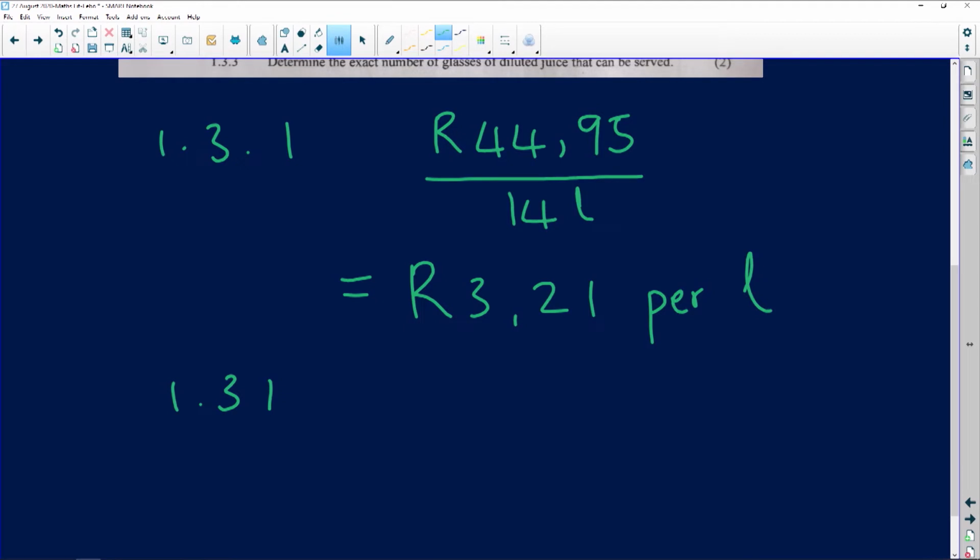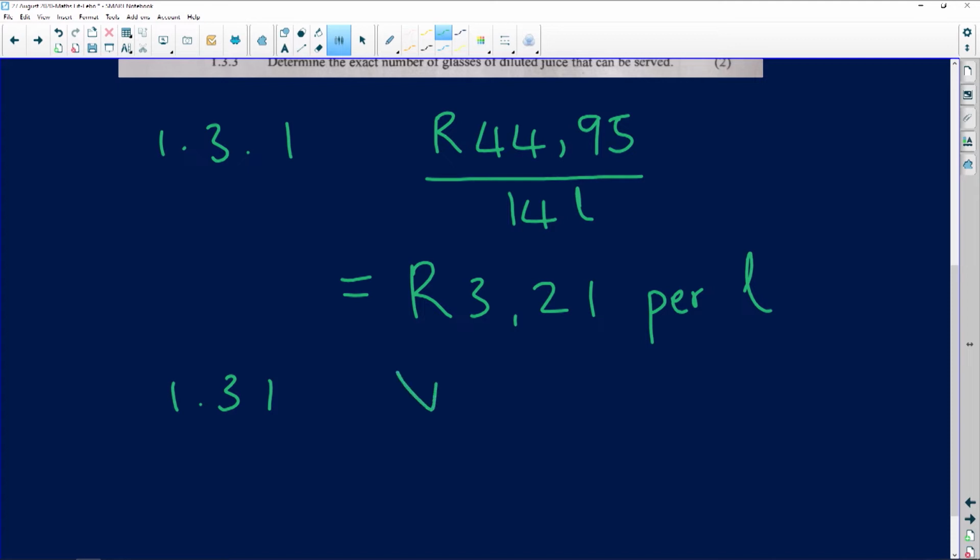1.3.1 continues on to say, determine in simplified form the ratio of. Whenever you are asked to give a ratio, make sure your answer is in the simplest form, guys. I'll show you how to do it with your calculator, a little cheat method. So let's look at what we are being asked. It says volume of concentrated juice to volume of water.